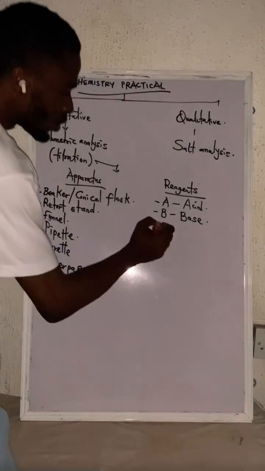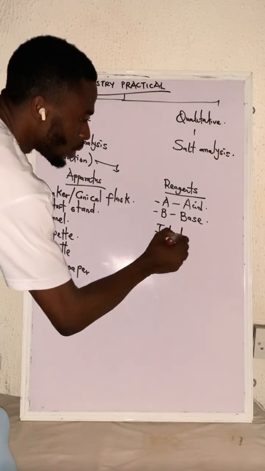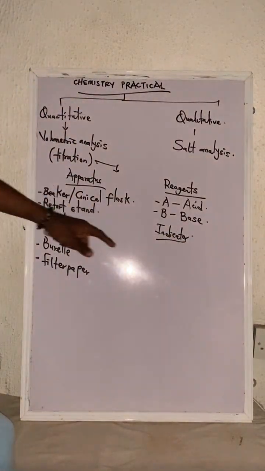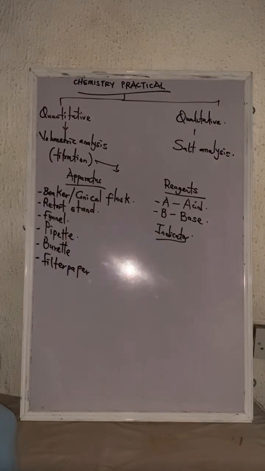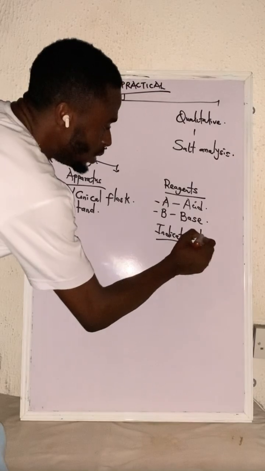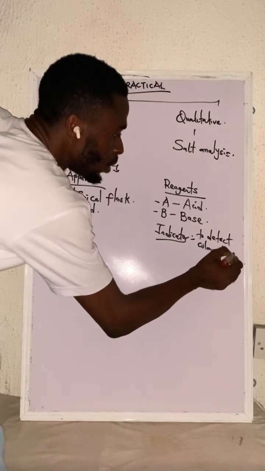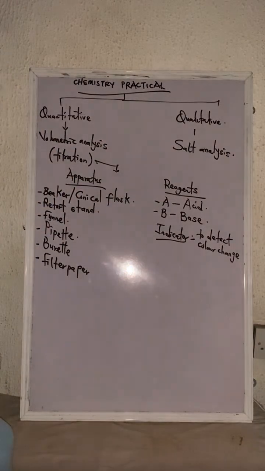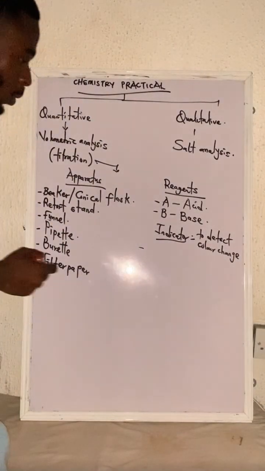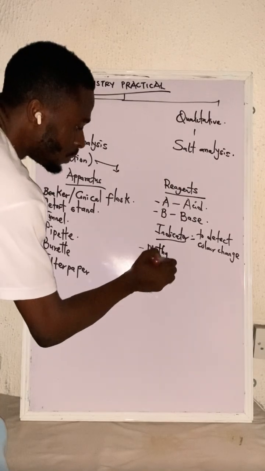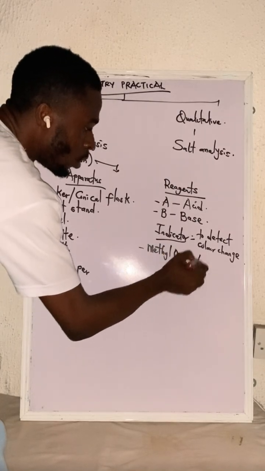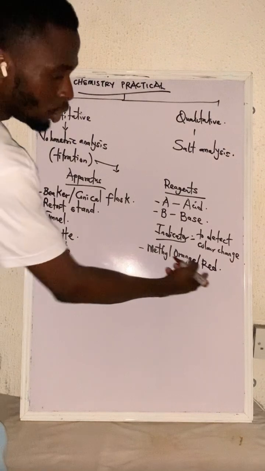You're also given something called an indicator. The reason you are given an indicator is to detect a color change at the end of the experiment. For your experiment, they can give you about 4 or 5 of them. Number 1, we have methyl orange, or methyl red.